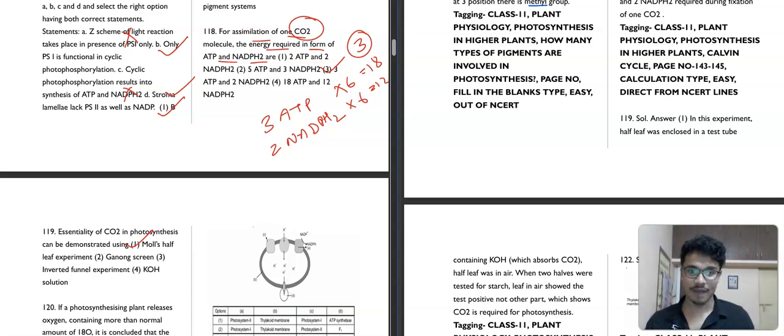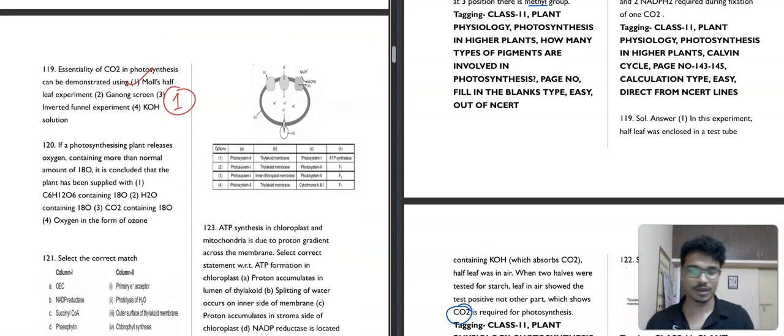The other half of the leaf was in air, and when the two halves were tested for starch, the leaf in the air showed a positive test and not the other part, which shows CO2 is required for photosynthesis. Without CO2, photosynthesis cannot be completed. Then question number 120.